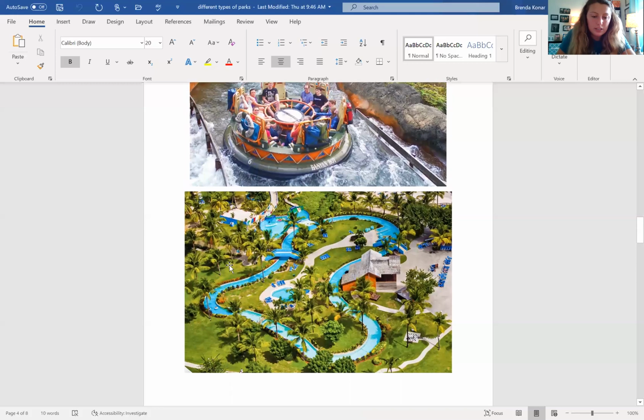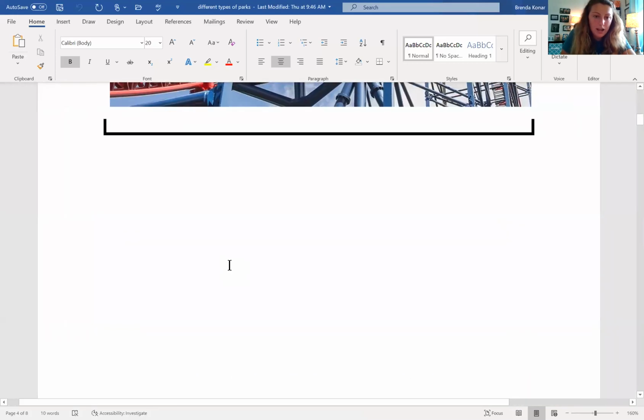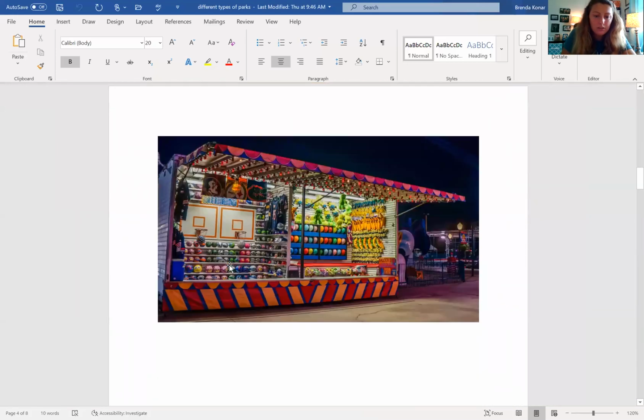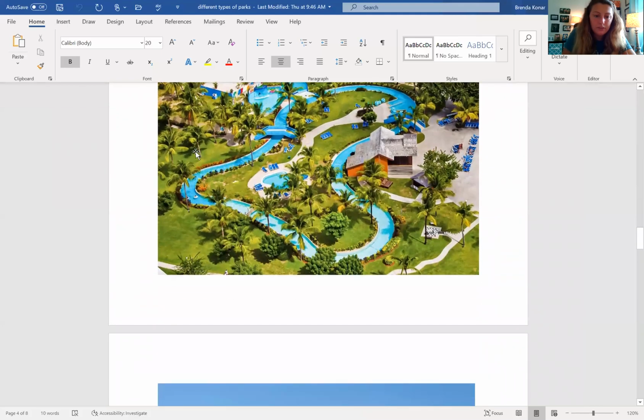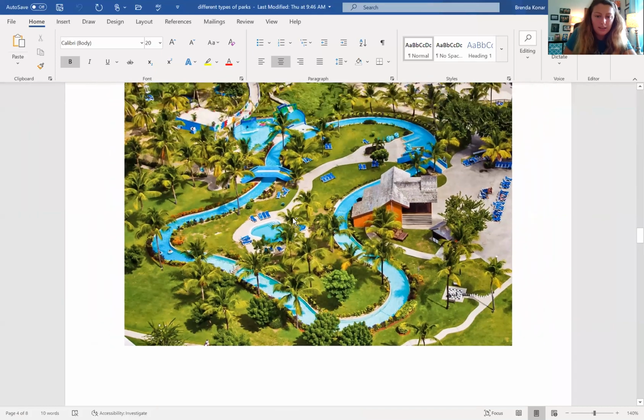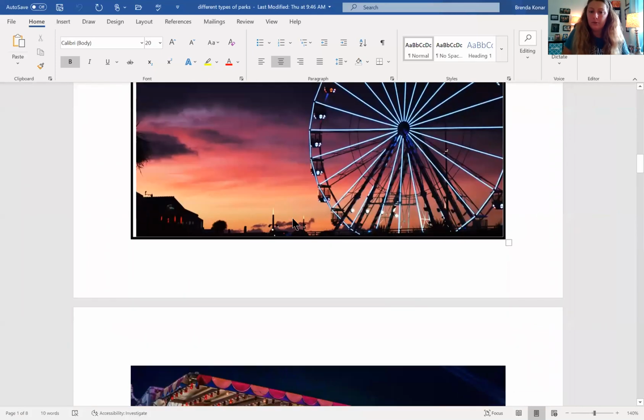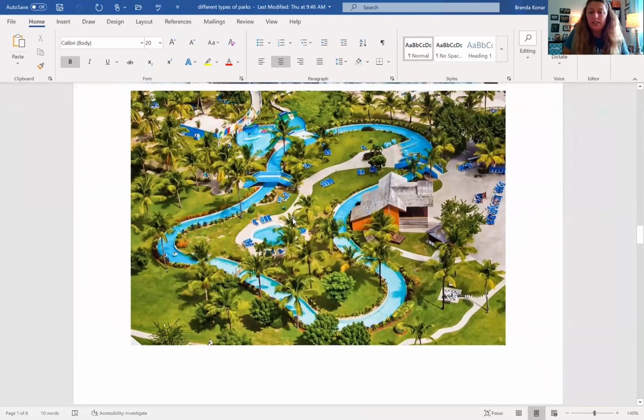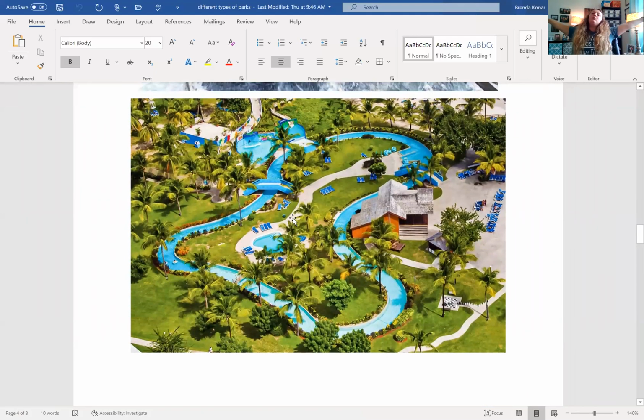I don't really know if you can tell, if I can zoom in. Sorry, hold on. When you're on a lazy river, I don't know if you can see that little dot, but that's somebody laying in a tube. And on a lazy river, you lay in a tube and you just float all down the river, and that moves slow.